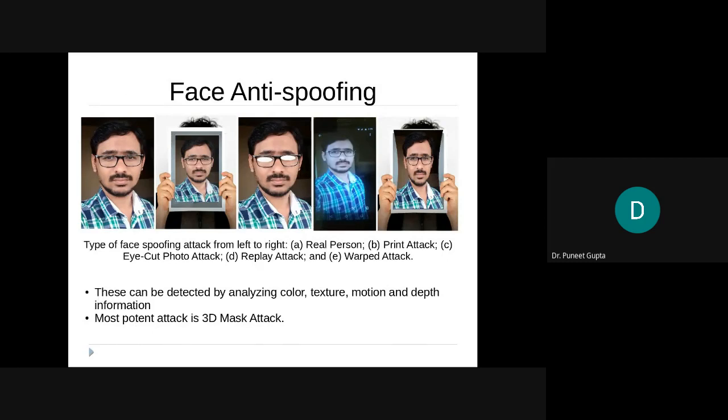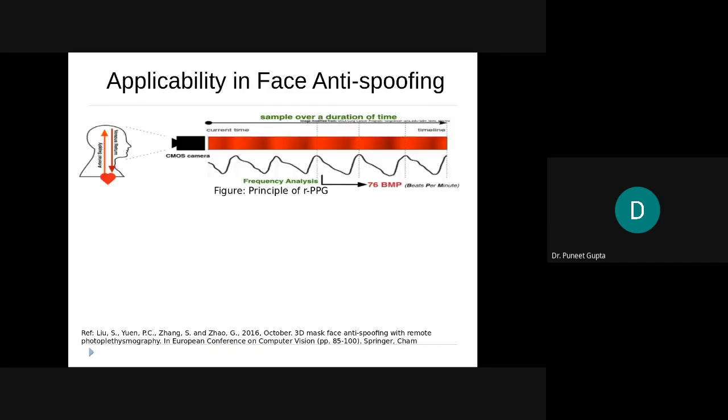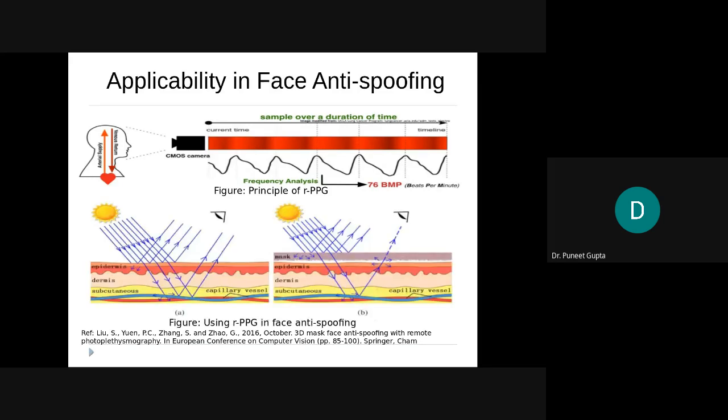But can you somehow mitigate this 3D face mask attack? Can you somehow figure out that a person is actually trying to attack the system? How can you do that? Well, one of the best possible strategies that one can use here is something based on remote PPG, or rPPG, extraction using non-contact face videos. So what is the principle by which we can use it for face anti-spoofing?